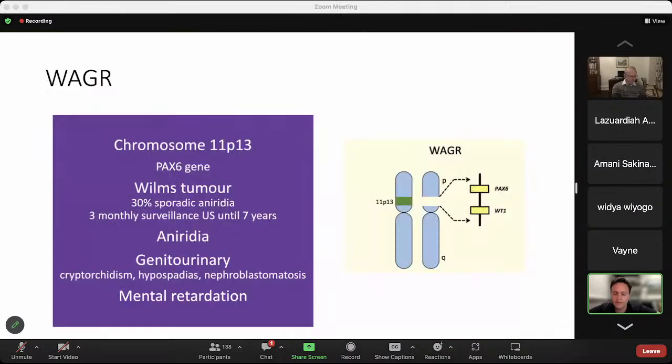The WAGR syndrome is an important condition because it's associated with Wilms tumor, which is obviously a life-threatening condition. And it's a tumor that we should be considering in all kids with aniridia, particularly sporadic. If you've got a kid with a strong family history of aniridia, and it's obviously a dominant condition, then the risk of Wilms tumor is extremely low. But other than that, these kids need 3 monthly surveillance with renal ultrasound until they're about 7 years of age to rule out Wilms tumor developing. They have other genitourinary issues, and they're often mentally handicapped.